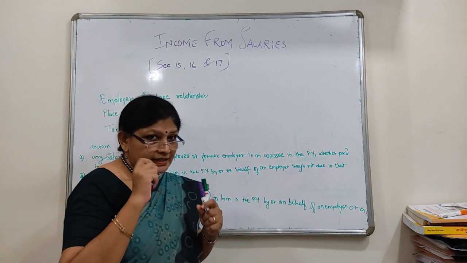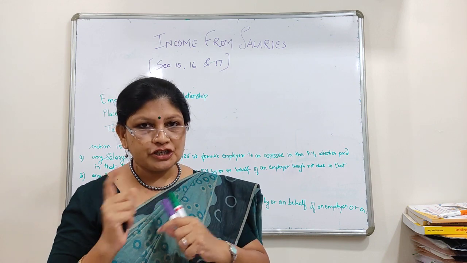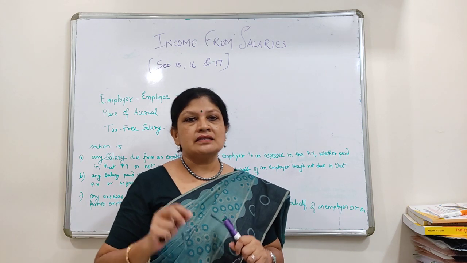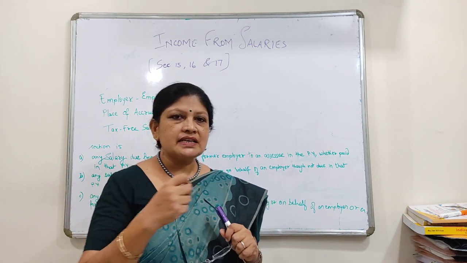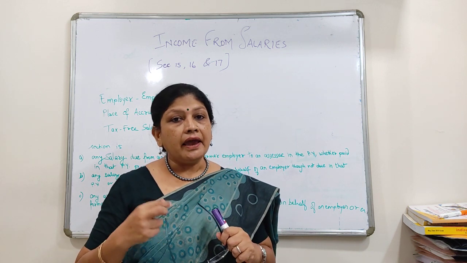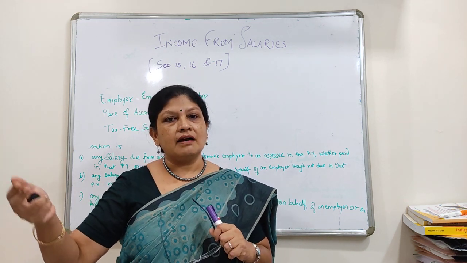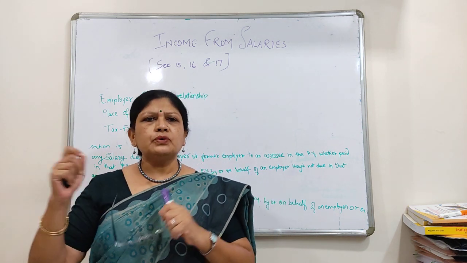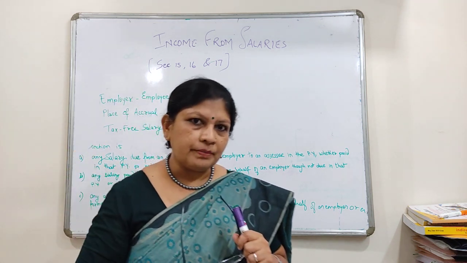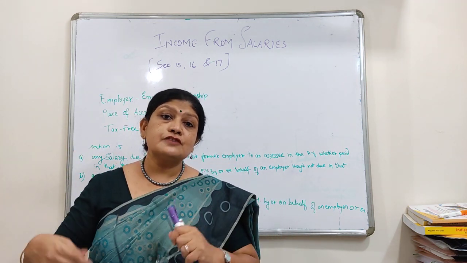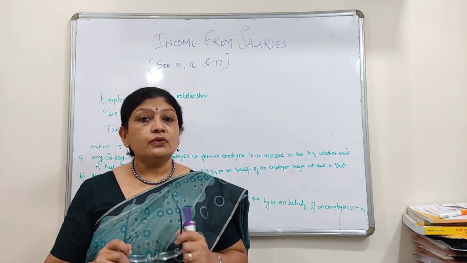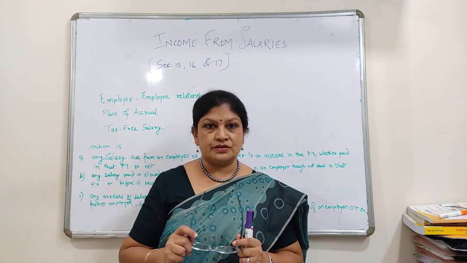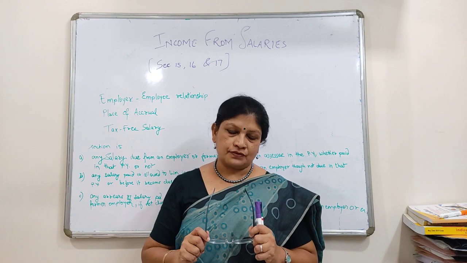Now, the first thing that you have to keep in mind is that the relationship between employer and employee is necessary. The second thing to keep in mind is the place of accrual. If a person has rendered services in India and is receiving salary outside India, it will still be treated as income arising from India. In a few cases, where a person is a government employee rendering services for the government outside India, any perquisites or allowances received by that person outside India will be tax free.